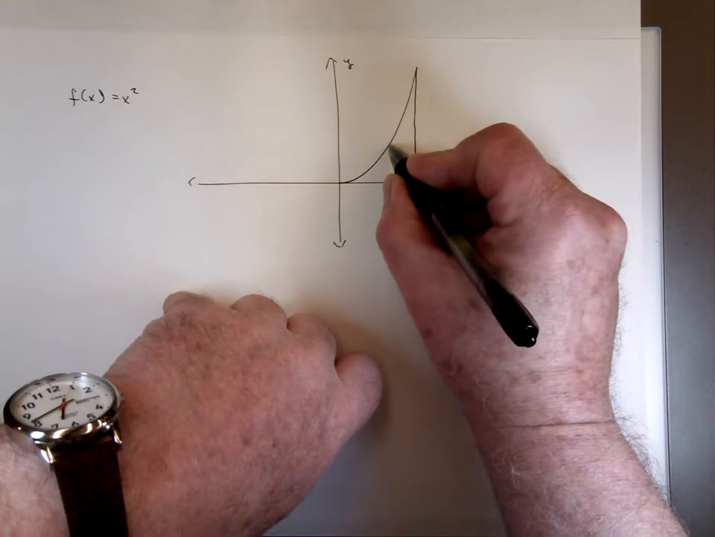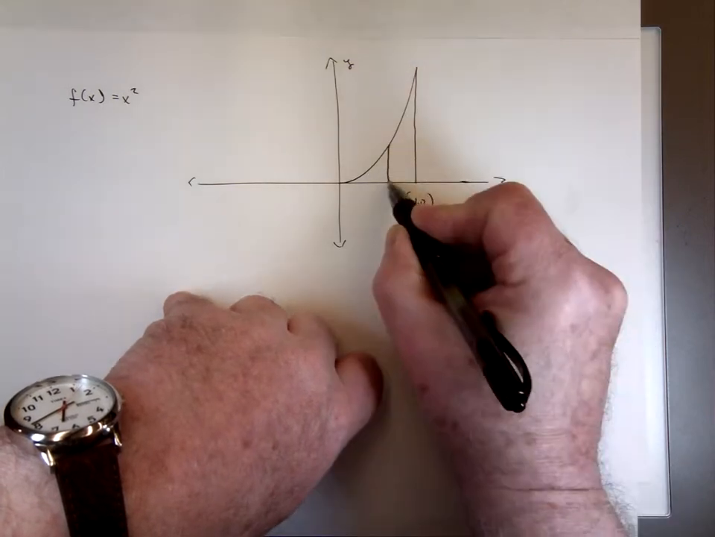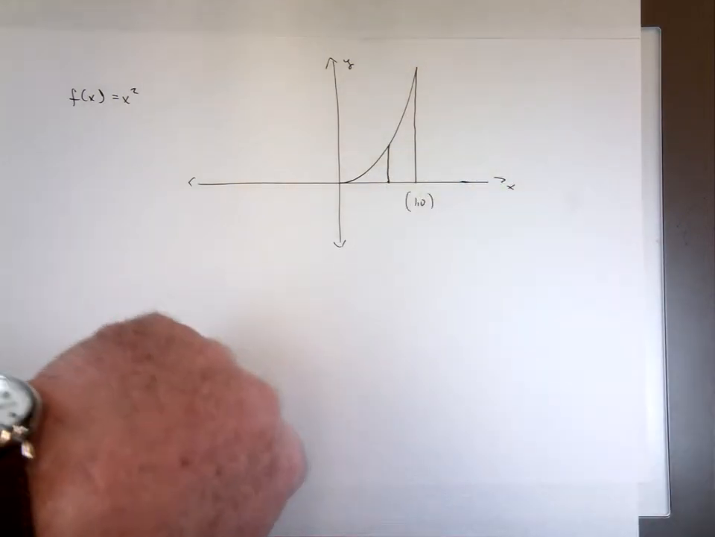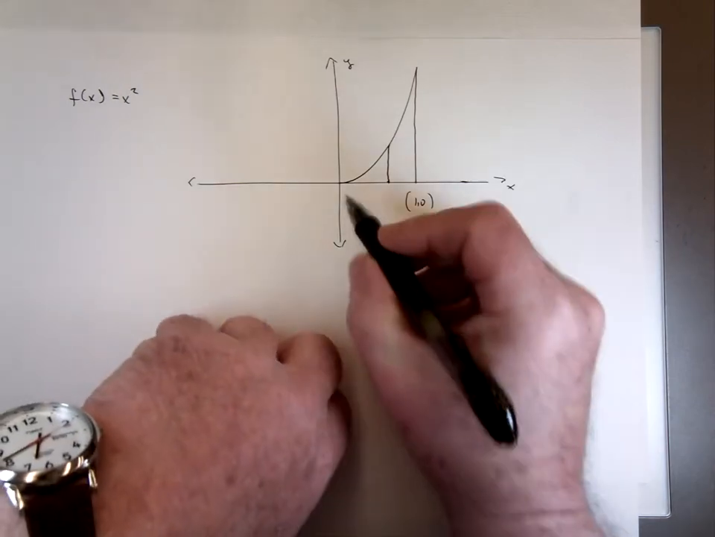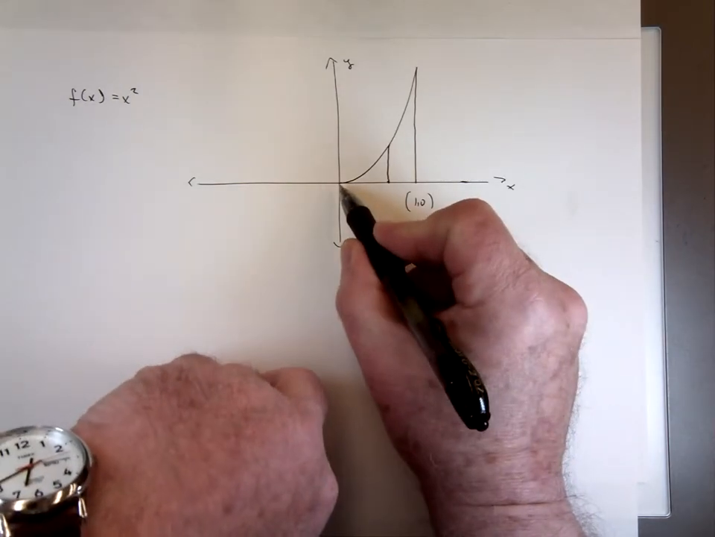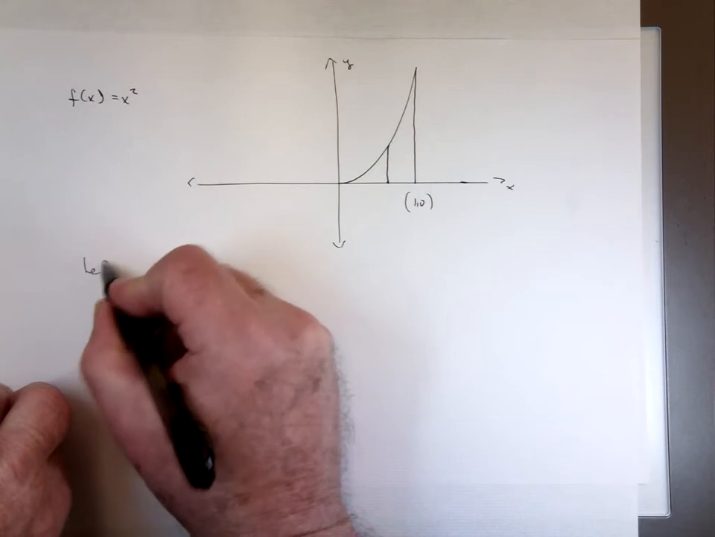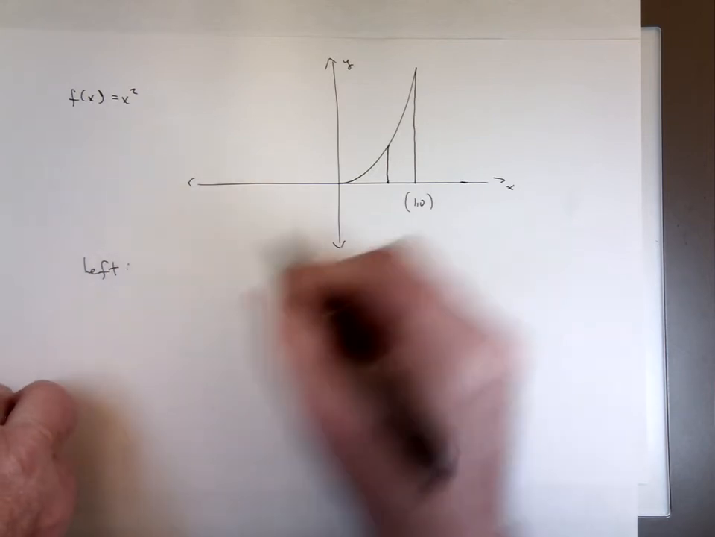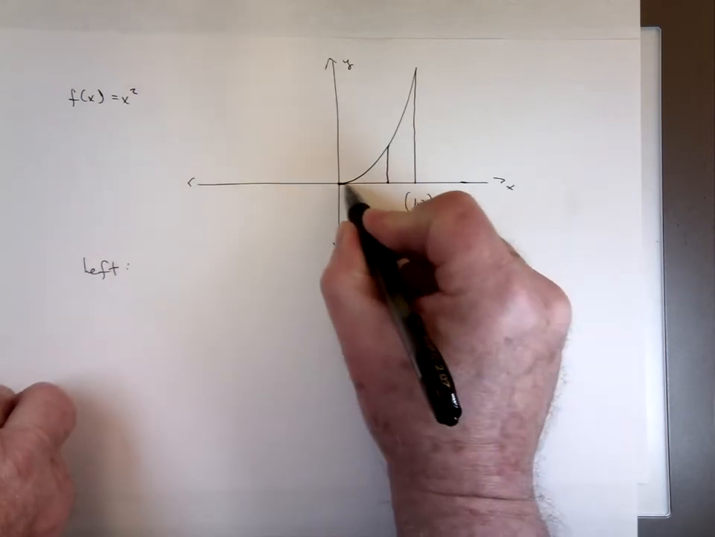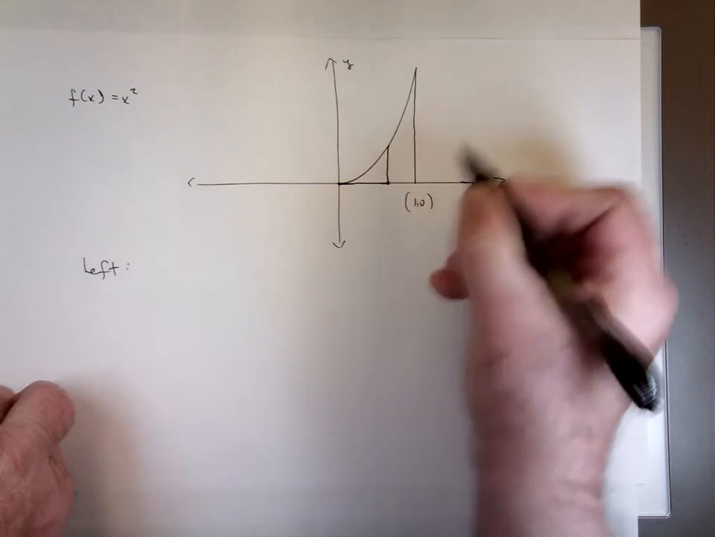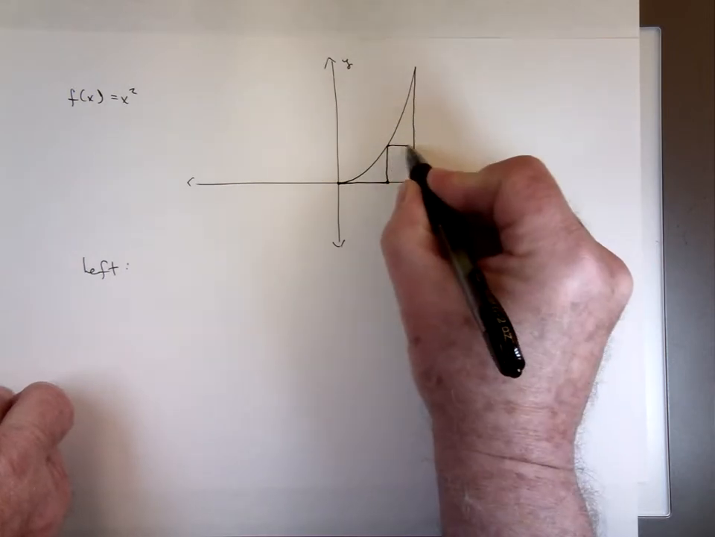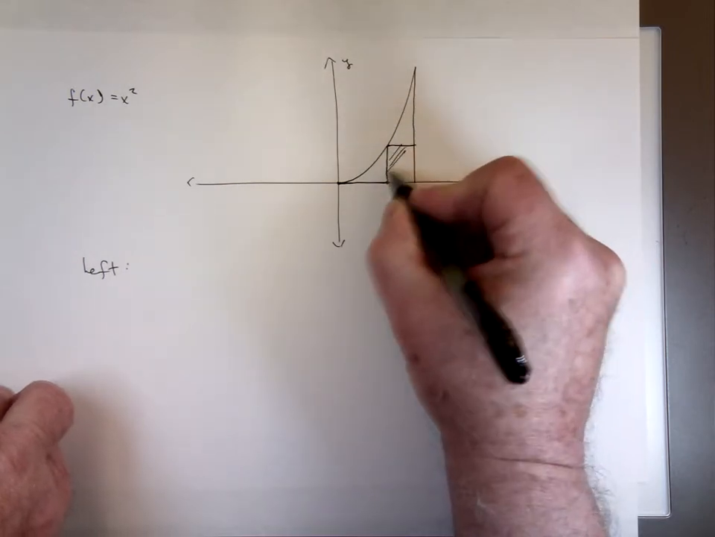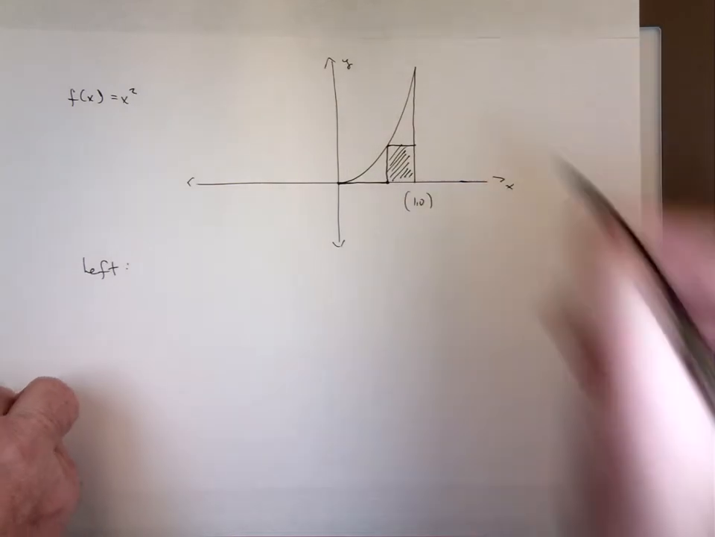Now we have a choice. We can take left endpoints. In other words, if we take left endpoints, we'll start here, and this will be our first rectangle, and this will be our second rectangle. This is using left endpoints. So let's do that.